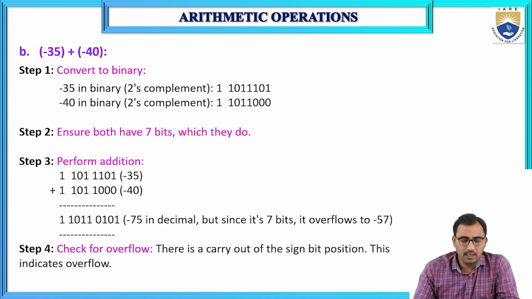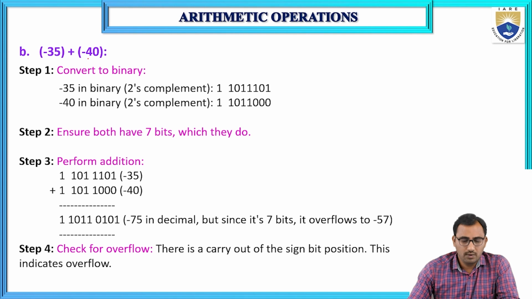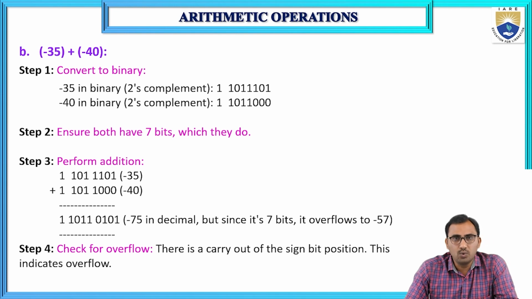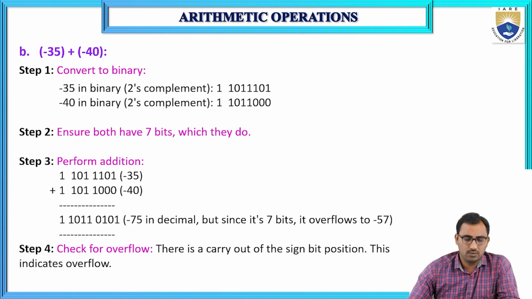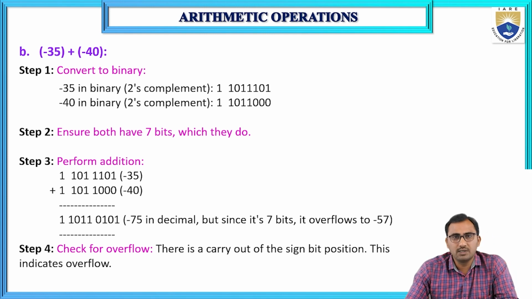And next one is minus 35 plus minus 40. So see here, we are okay. So we are performing the addition between the two negative numbers. Okay. So how can we get the negative number? The negative numbers are always represented in the 2's complement form.